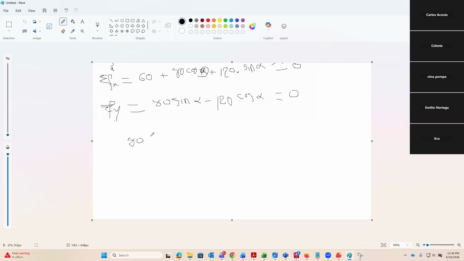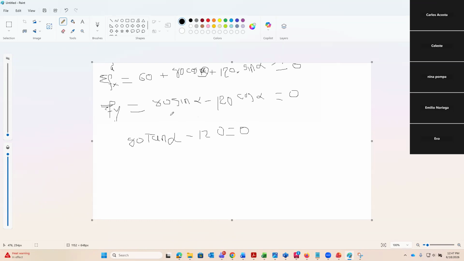Tangent alpha minus 120 equals 0. So cosine alpha divided by cosine alpha equals 1. Sine alpha divided by cosine alpha is tan alpha.